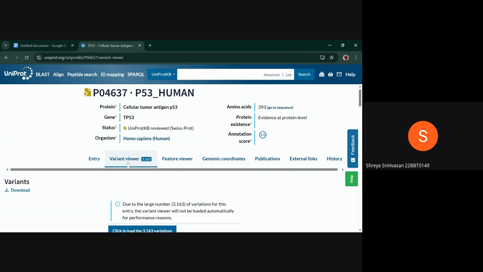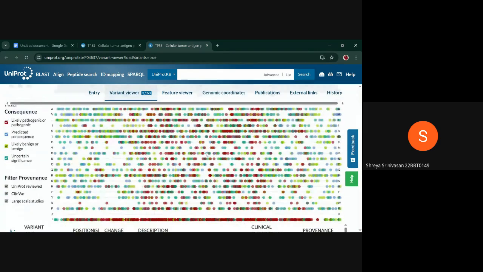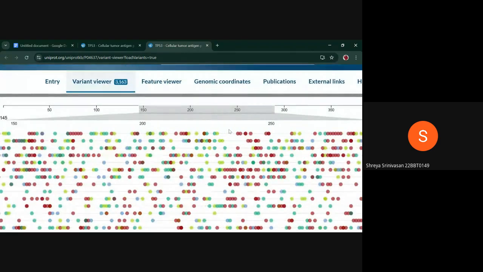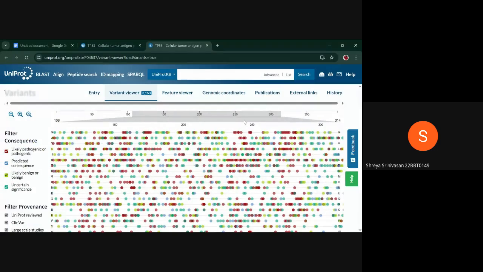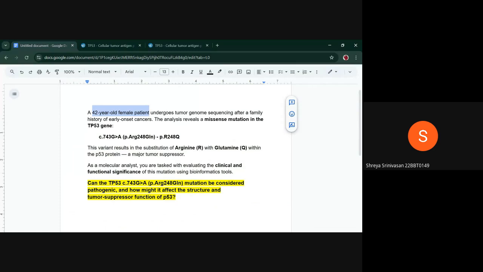Now what we need to know is whether there has been a base change. You can go to the variant viewer and look at the variations. You can see how many there are: 3,163 variations have been identified. Under this, let's say you want to identify position 248, right? Was it 248? Yes. So at 248, R changes to Q.